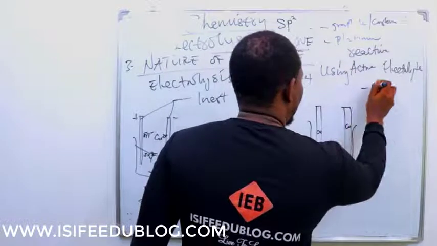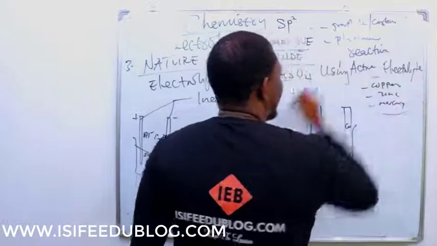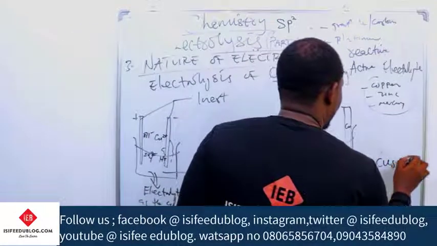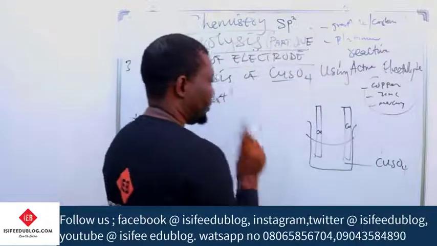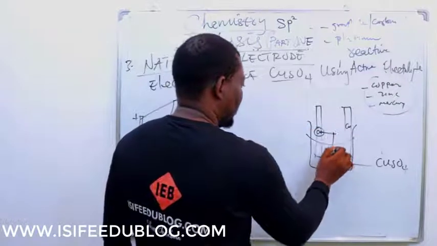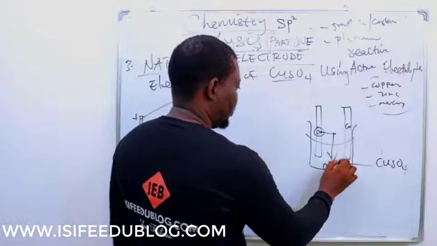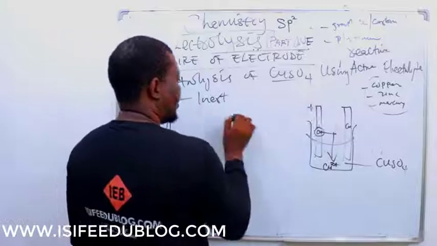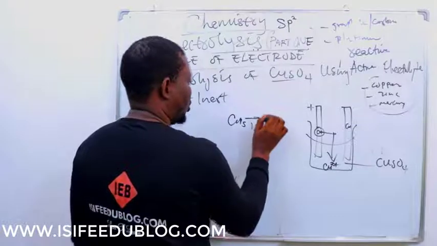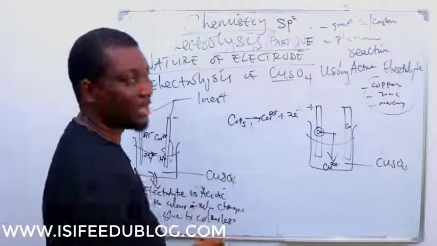Whenever I'm using something like copper, zinc or mercury, these metals, the electrodes are very, very active. So we have the electrolyte here to be copper(II) tetraoxosulfate(VI). Because the electrodes are very reactive, copper from the anode goes into the solution, and when it does, it loses electrons to form copper(II) ions. So the anode reaction is copper from the plate going into the solution to form copper(II), losing electrons. That is a clear case of oxidation.